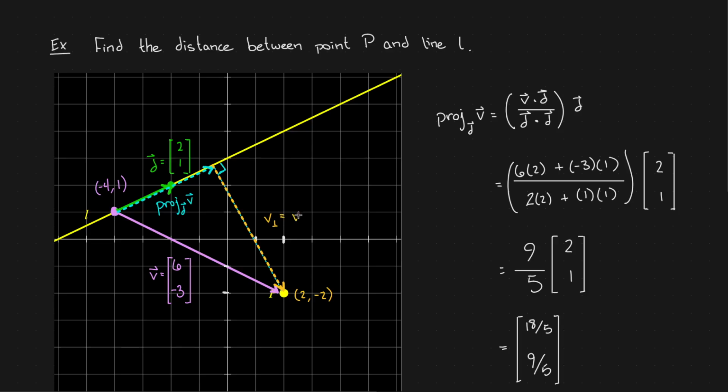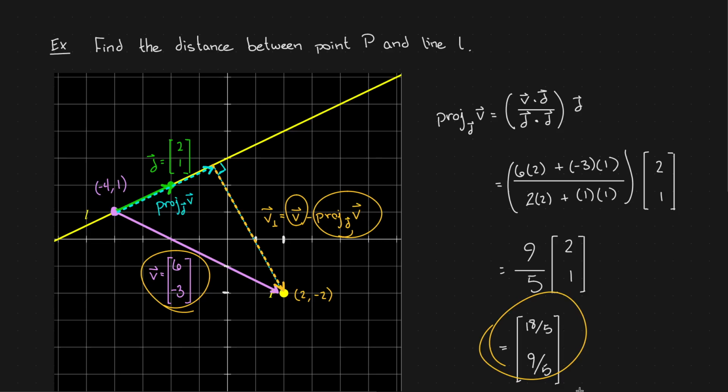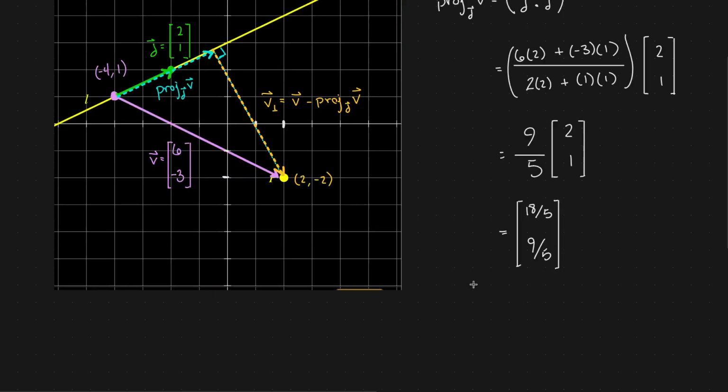Okay, and this is just vector V minus the projection of V onto D. The length of this vector is the answer I'm looking for. It's the distance. Okay, and I already know all the pieces. I know vector V. I know the projection. I just found it. Okay, so let's do the calculation.